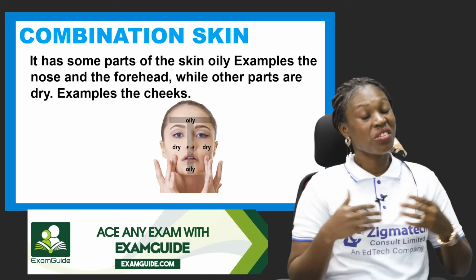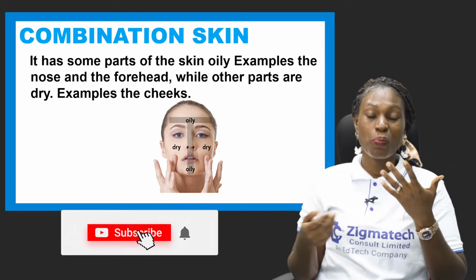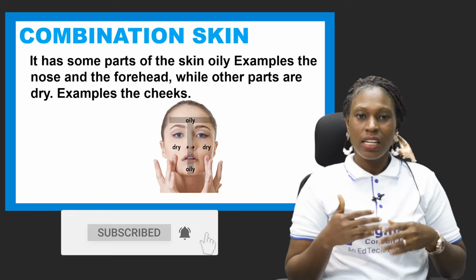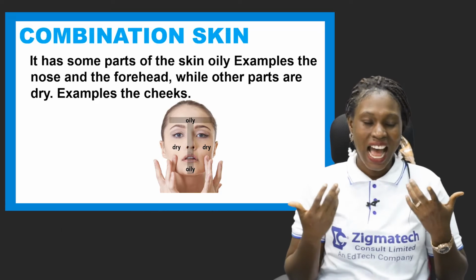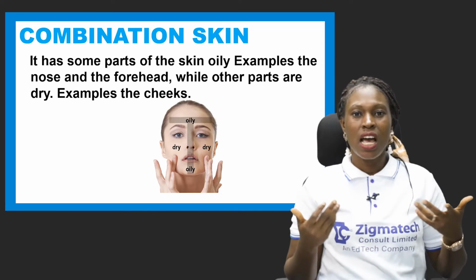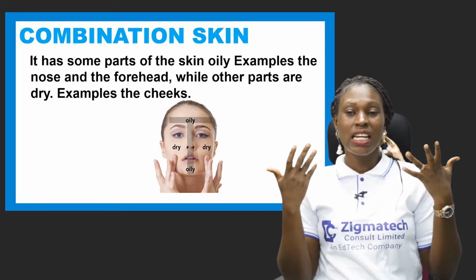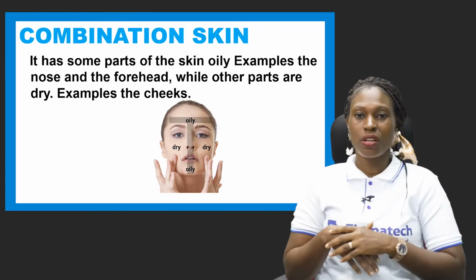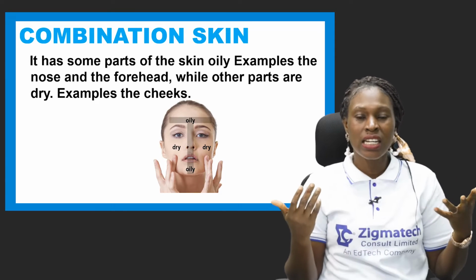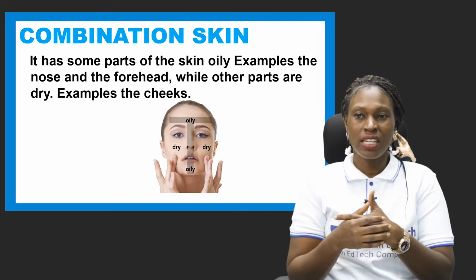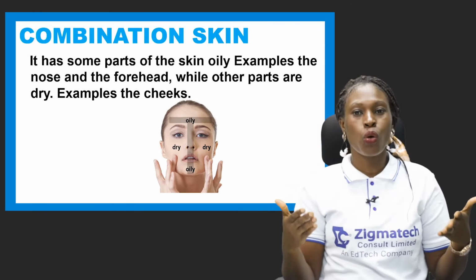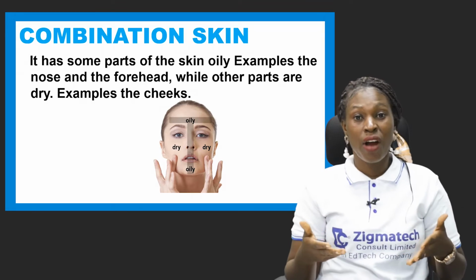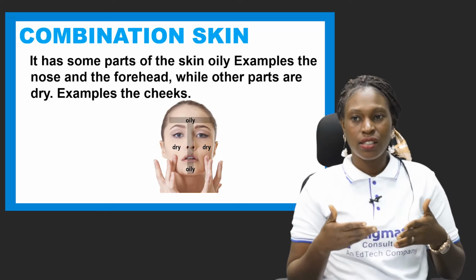Now, it has some parts of the skin oily, some parts dry, basically on the face, and some parts of the body. Some persons tell you, my face is oily, but my skin is dry. Some will say, my skin is dry, but my face is oily. Now, that's a combination type of skin. You have both oily and then you have the dry skin as well.